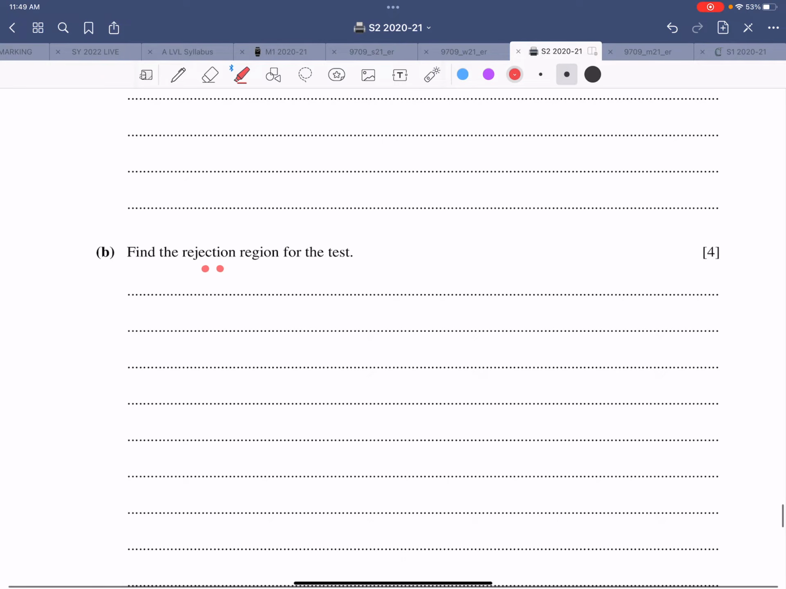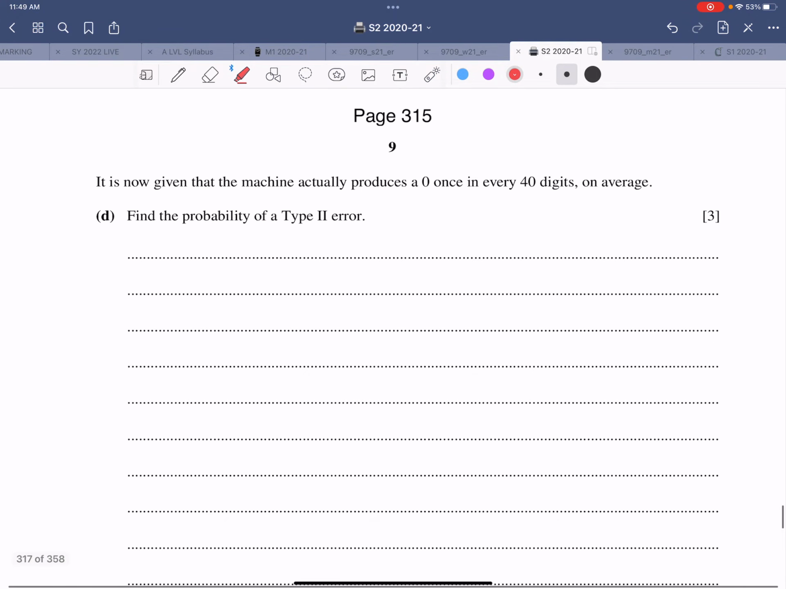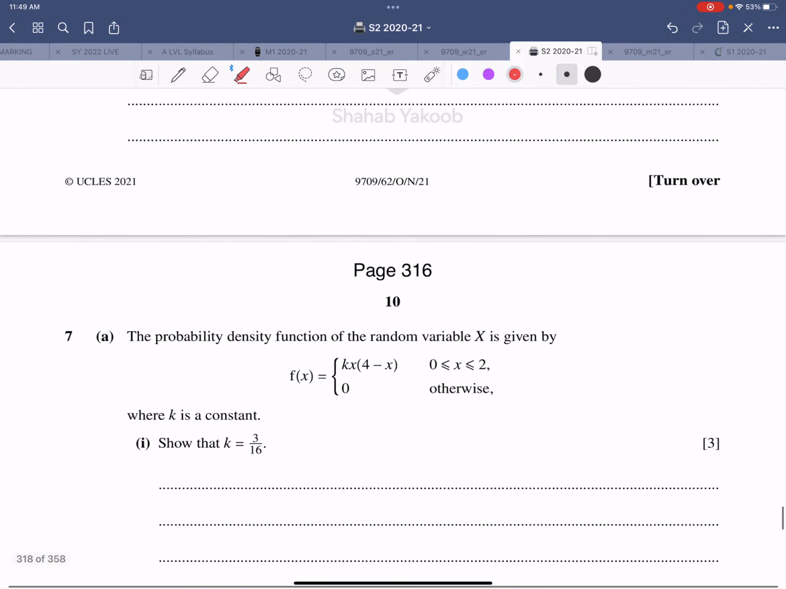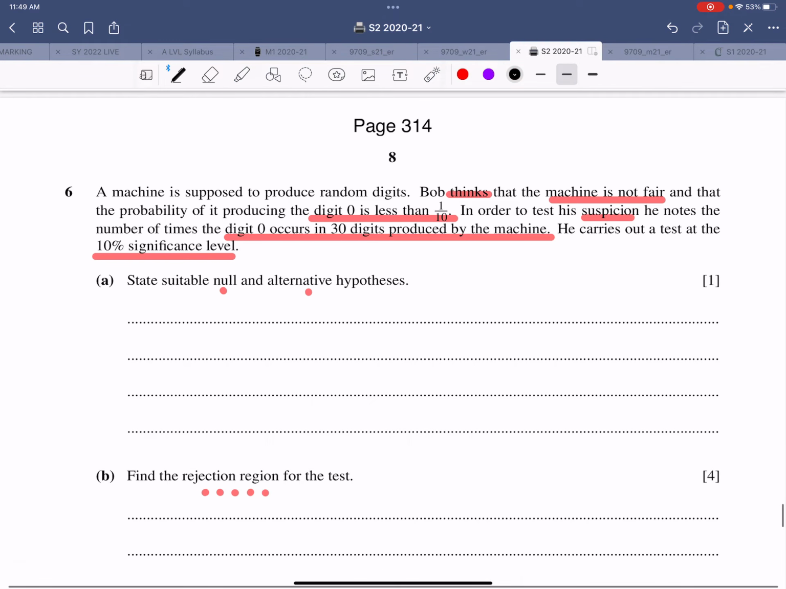the rejection region of the test, state the probability of type 1 error. It is now given that the machine actually produces 0 once in every 40 digits, on average. Find the probability of type 2 error. Explain the meaning of type 2 error in this context. So this is question number 6, a full-fledged question of hypothesis testing of the binomial distribution.